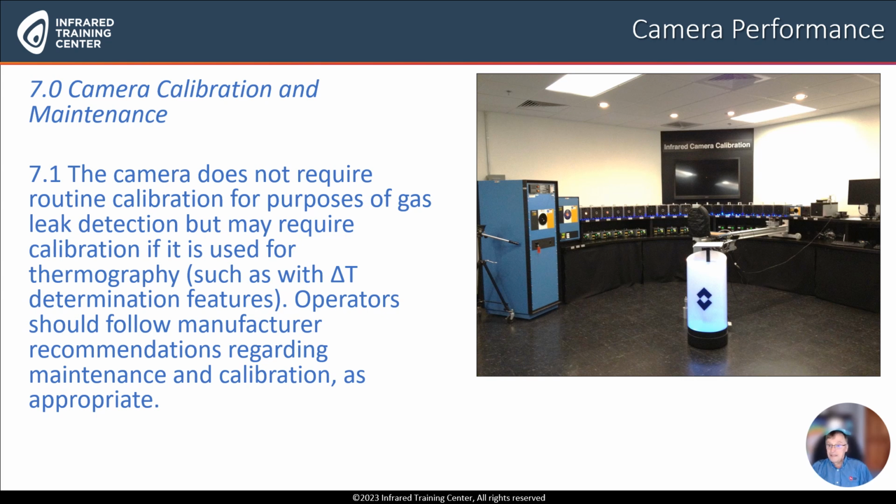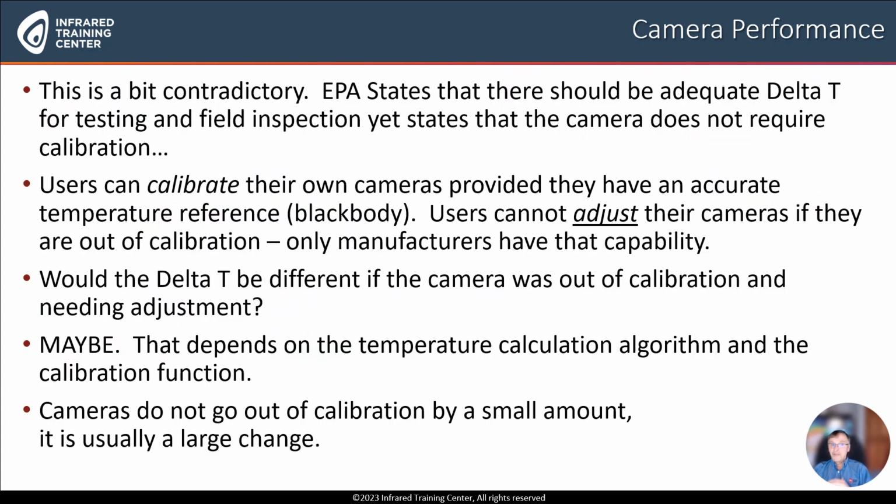Now, another thing that they address here is camera calibration and maintenance. The optical gas imaging cameras do not need to measure temperature accurately. What we see here on the right is a calibration room, a FLIR calibration room, and those are for temperature measuring cameras. So in paragraph 7.1 of Appendix K, it says the camera does not require routine calibration for the purpose of gas detection. That's true. But may require calibration if it is used for thermography, such as with delta T features. Operators should follow manufacturer recommendations regarding maintenance and calibration as appropriate. Now, that is a bit contradictory.